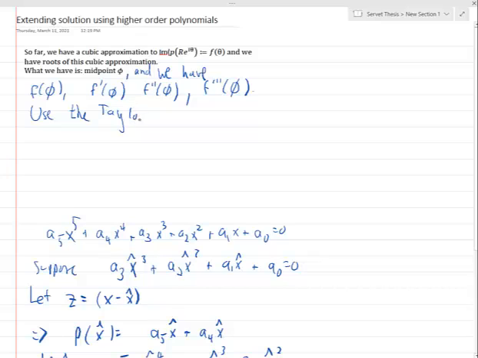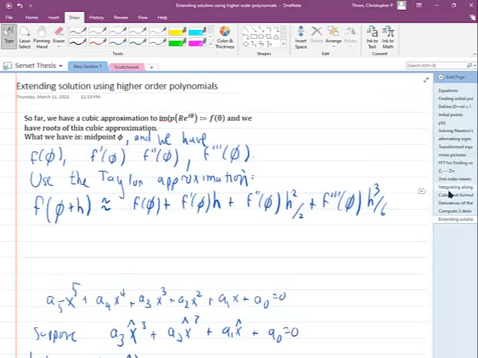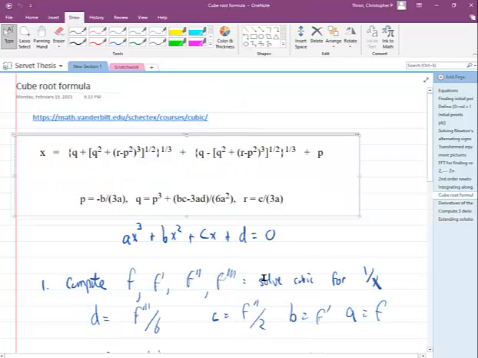If I take f of phi plus some small number, that's approximately equal to f of phi plus f prime of phi times h plus f double prime of phi times h squared over 2 plus f triple prime of phi h cubed over 6. This is just the same as what you've been doing here, just the Taylor expansion. You see f prime, f double prime, f triple prime. So this x here is really finding h.